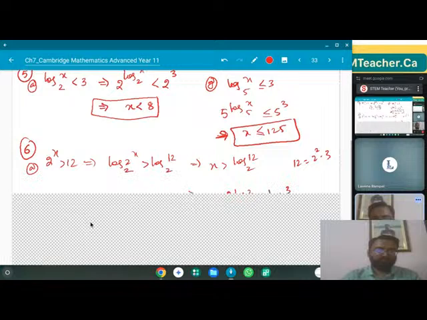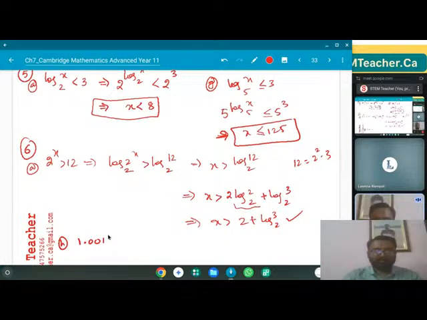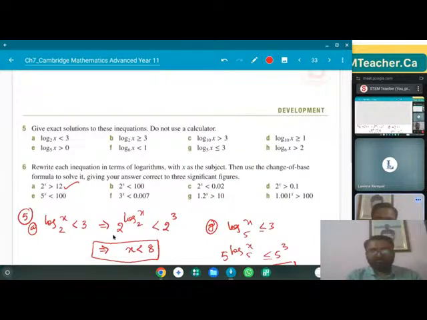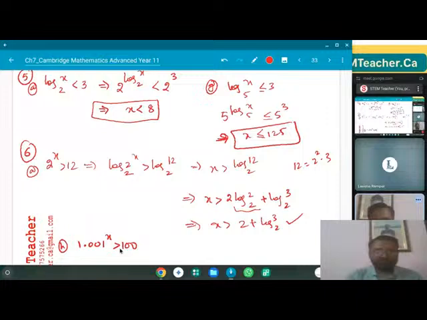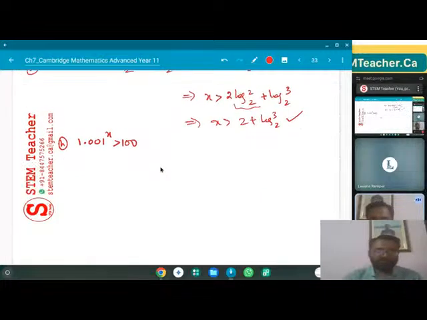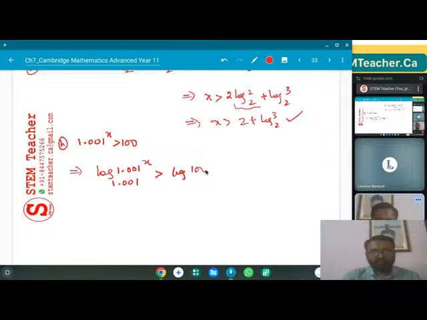1.001 to the power x is greater than 100. So we have to take log base 1.001 on both sides: x is greater than log 100 base 1.001.